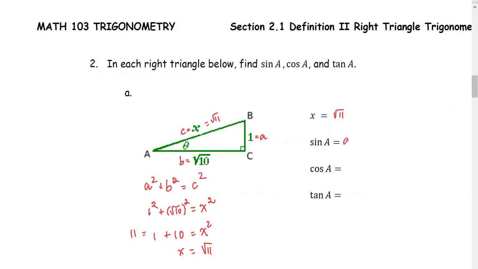The sine of A is the opposite divided by the hypotenuse. The opposite is 1, divided by the hypotenuse, which is square root 11. Next, the cosine of A is the adjacent divided by the hypotenuse. Adjacent is square root 10. Hypotenuse is square root 11, or you can write it as square root of 10/11. The tangent of A is the opposite divided by the adjacent. The opposite is 1. Adjacent is square root 10.